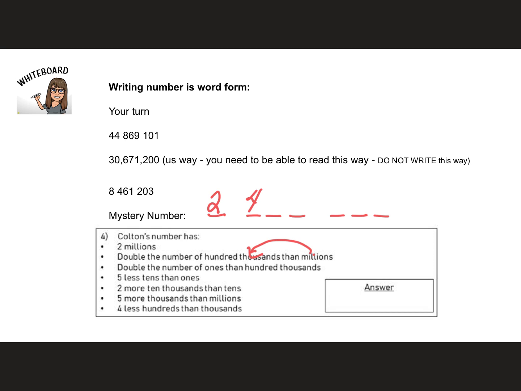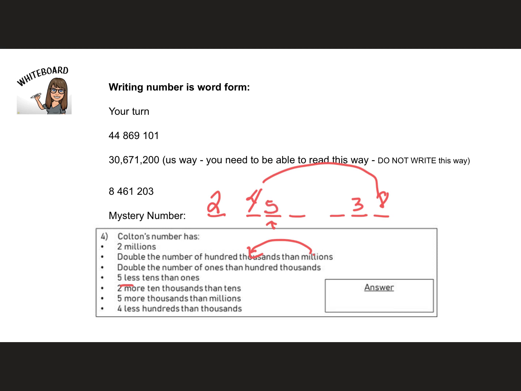Double the number of the ones, then hundred thousands place. So that means the ones place is going to be double. Double of 4 is 8. 5 less tens than ones. So there's to be 5 less in the tens place. That would make that 3. 2 more in the 10,000s place than in the tens. So 2 more than 3 would be 5.